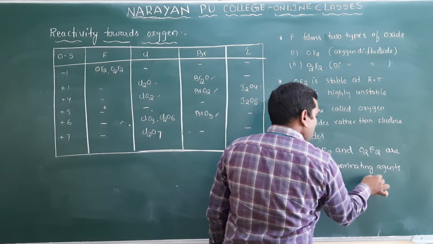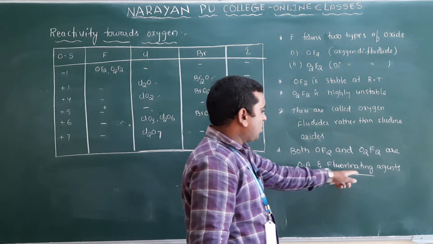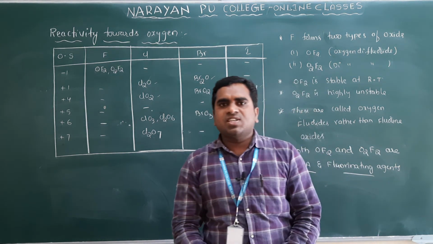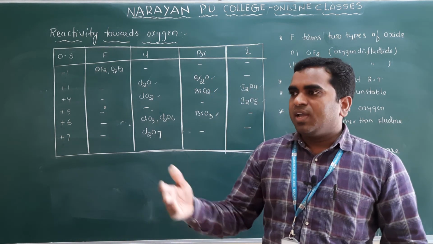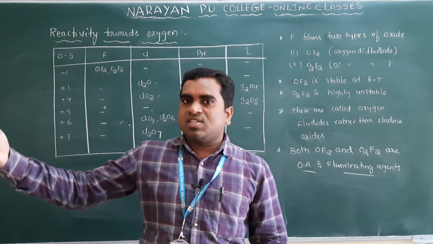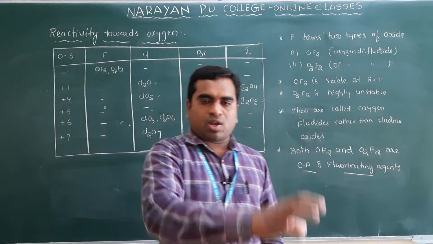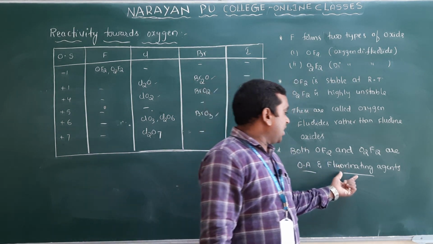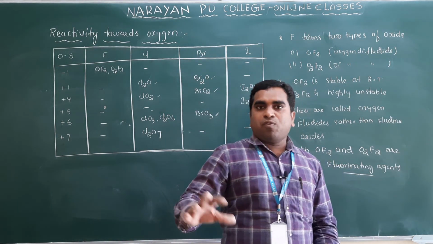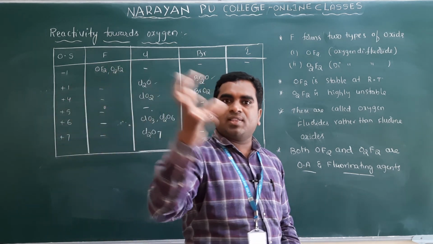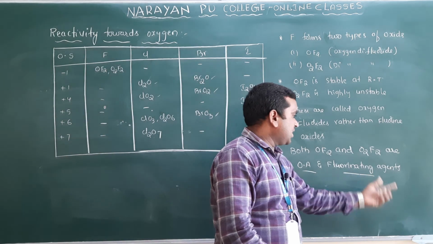So what does oxidizing agent mean? It oxidizes other substances by providing oxygens. And a fluorinating reagent means it fluorinates other compounds by providing fluorines. That will be called a fluorinating agent.